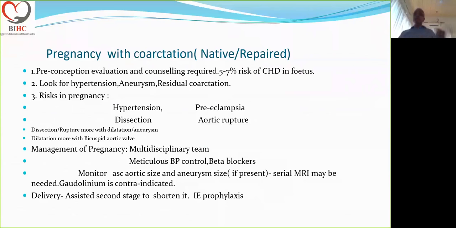You don't use gadolinium, which is teratogenic. And the delivery is cut short with assistance in the second stage, not necessarily going for cesarean. And endocarditis prophylaxis is required.